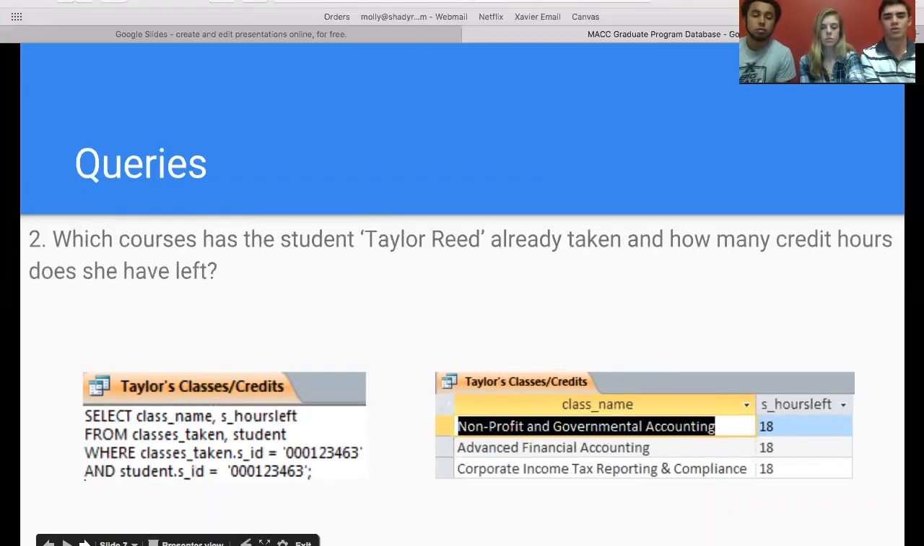We wanted to see which courses the student Taylor Reed has already taken and how many credit hours she has left. I want to remind you that all this data is fake data that we created in order to run these queries and show how efficient our data model is. We wanted to take the class name and the hours left from the classes and student tables. We wanted to match the SID to the name of Taylor Reed, which happens to be the one shown on the screen. The query results in 3 classes that Taylor Reed has already taken, and it shows that she has 18 hours left in order to graduate.